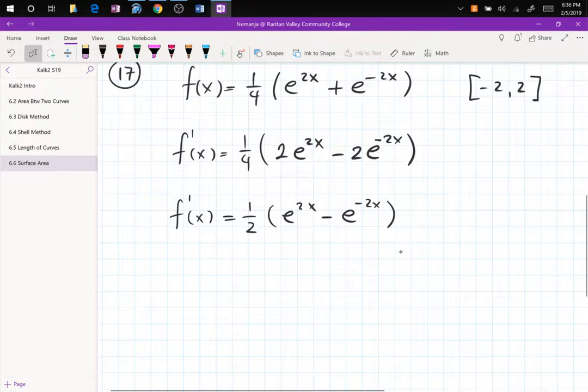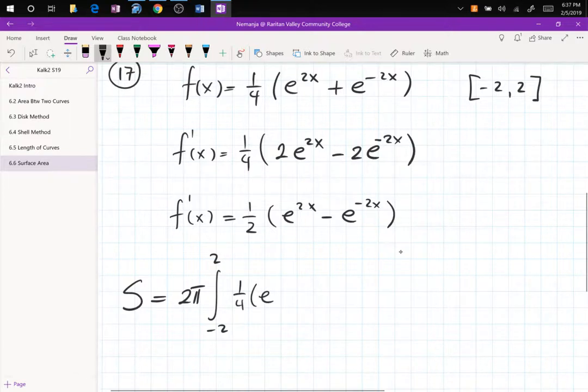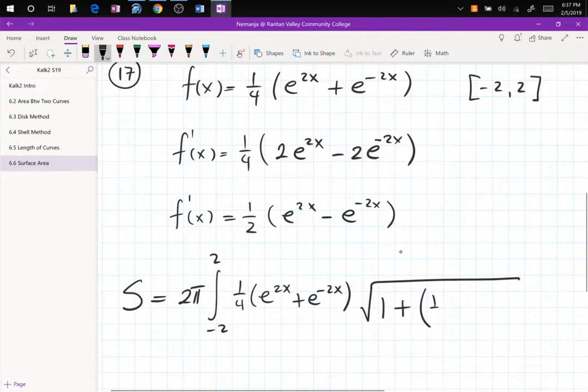Well, that's it. Let's go. Surface area. 2 pi. We start with 2 pi, with negative 2 to 2 on the limits. We need to plug in the function first. So that's 1/4 (e to the 2x plus e to the negative 2x). That's f of x. And now times the square root of 1 plus, and now we have 1/2.